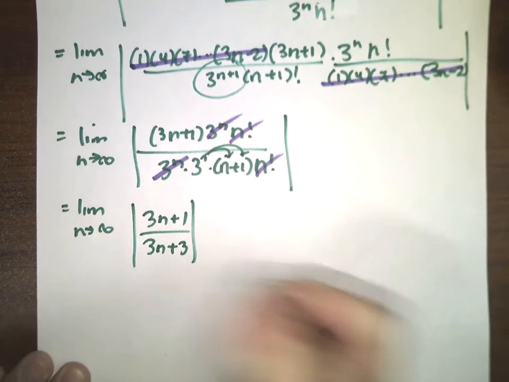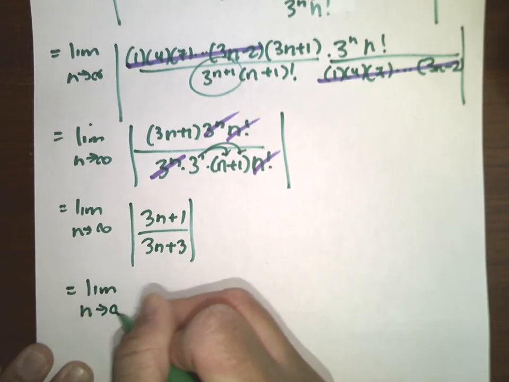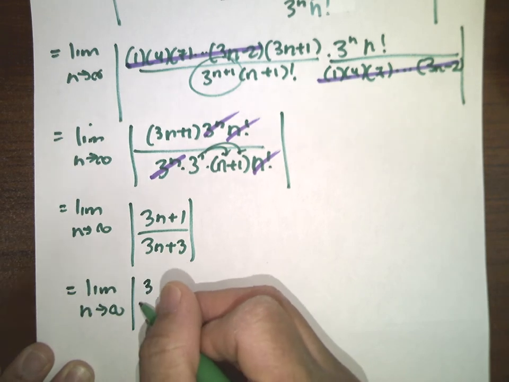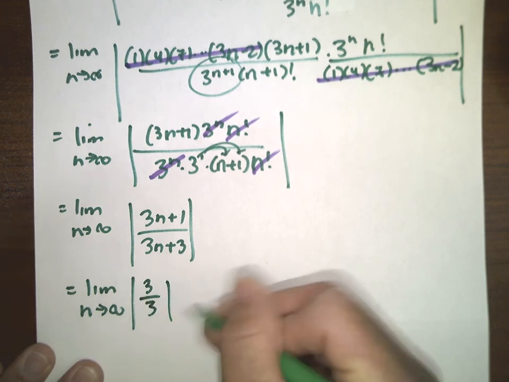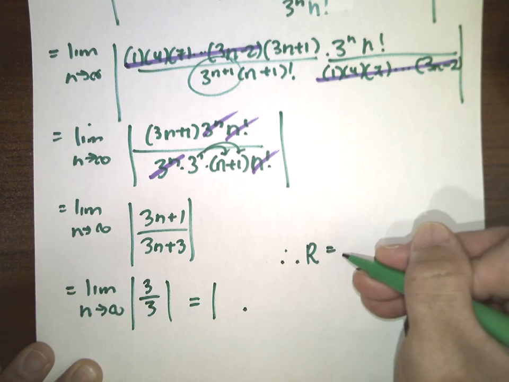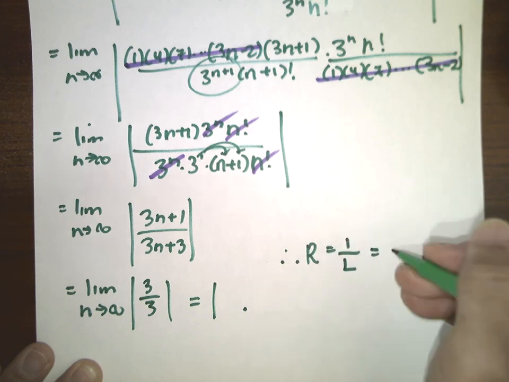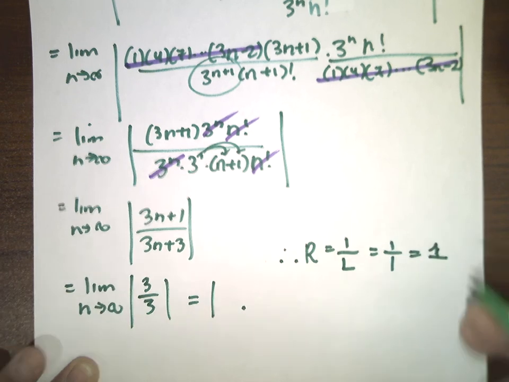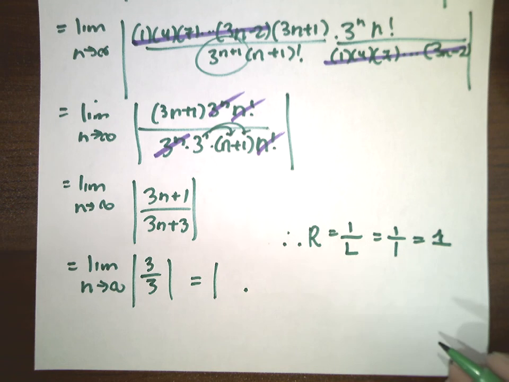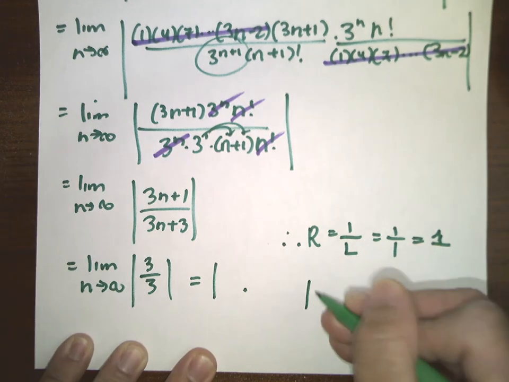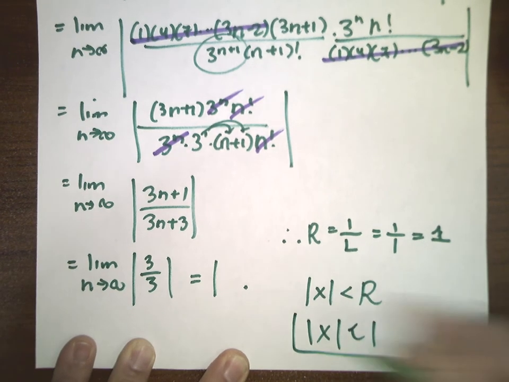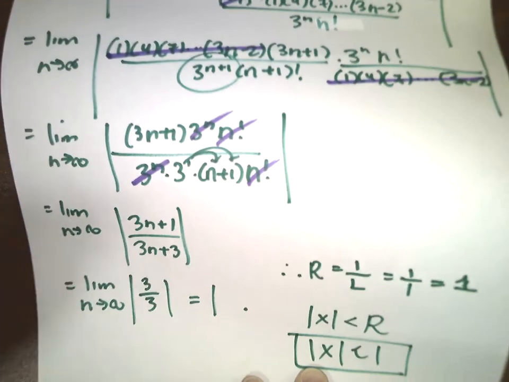And so this is equal to the limit as n goes to infinity of 3 over 3, which is just equal to 1. So therefore, the radius of convergence is equal to 1 over L, which is 1 over 1, which is 1. And I know that this series holds true for the absolute value of x less than R, but R was 1, so therefore the absolute value of x less than 1 is the range of values that our series is true for.